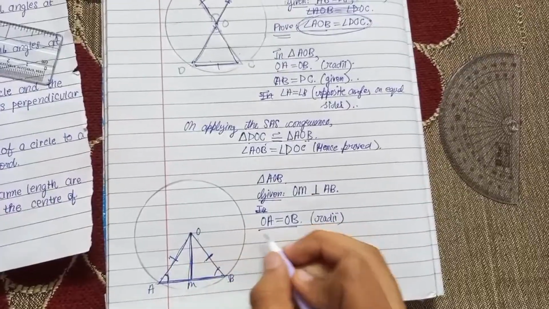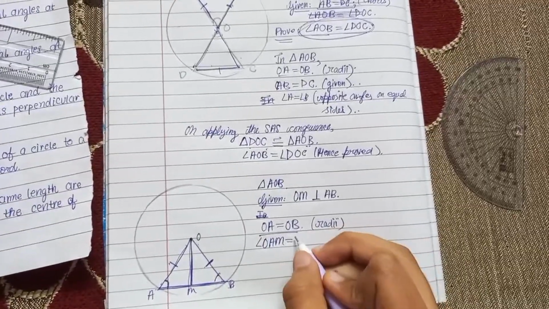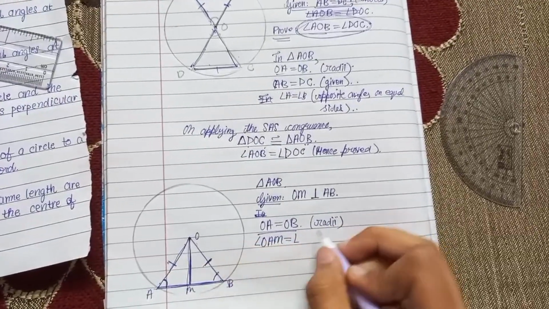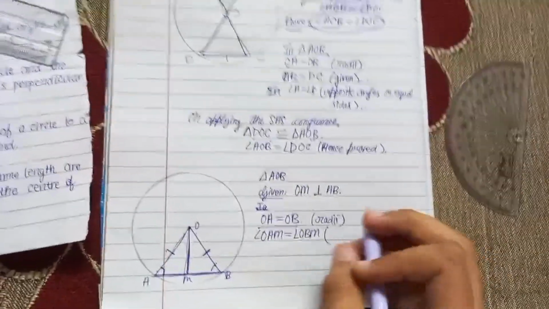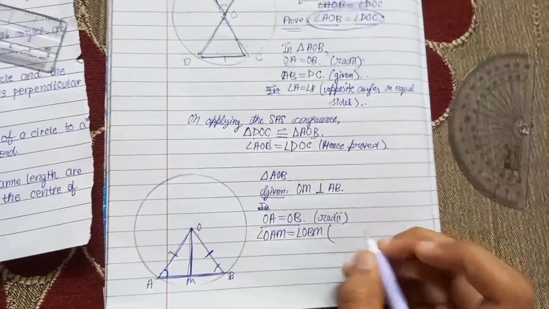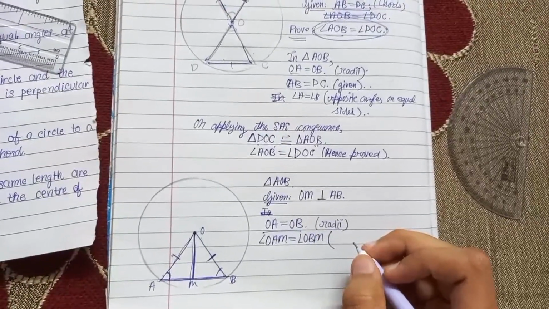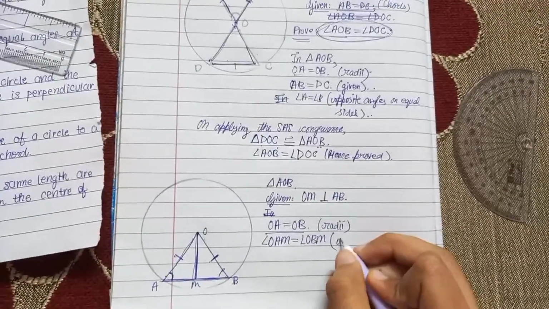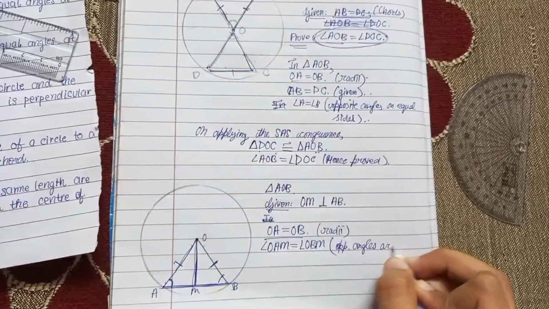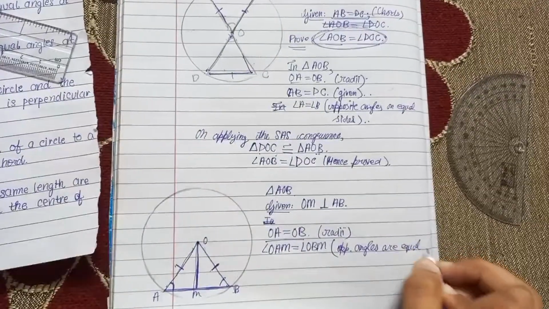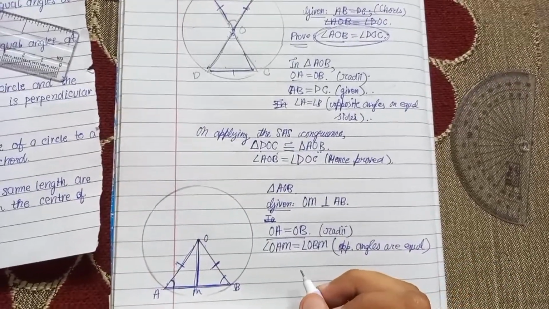Angle OAM is equal to angle OBM. The reason is a must. You should always mention the reason, otherwise your marks can be cut. There can be a loss of your marks. Then, angles opposite equal sides are equal.